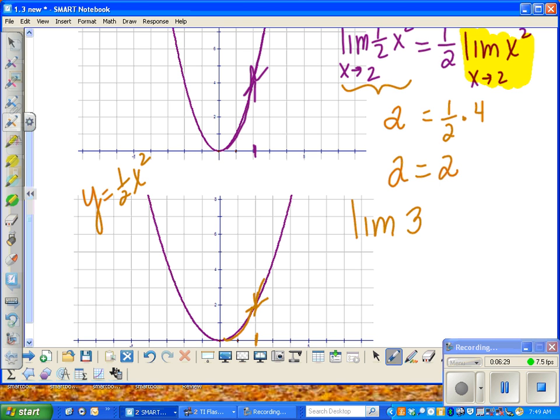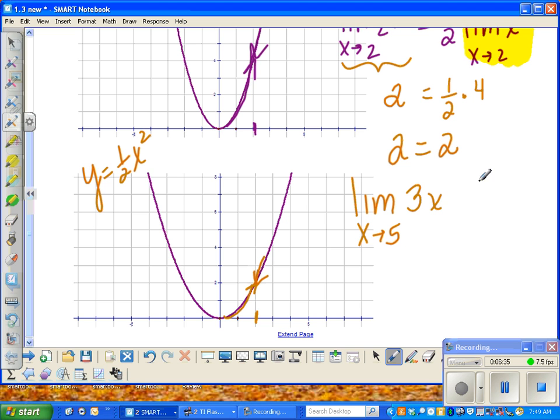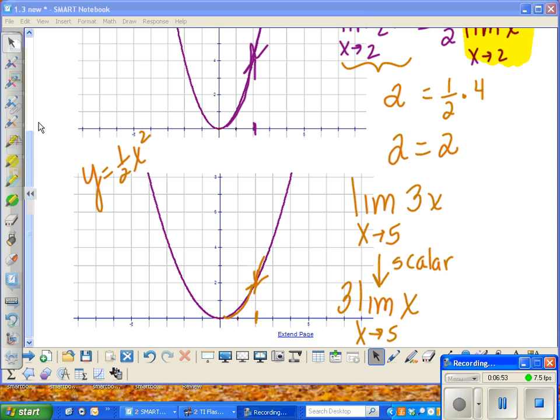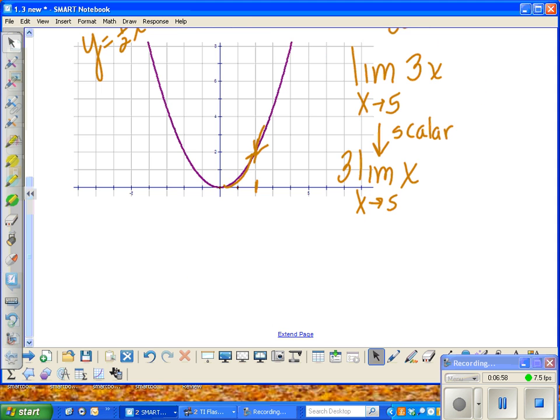So this is what I expect to see. If I see the limit of 3x as x approaches 5, you are going to have to use these theorems. You're going to pull the 3 out front, and that limit of x as x approaches 5. What did you do to go from here to here? What theorem? Scalar. You will identify this. You will justify. That's what I mean by justifying. All right. So this is a limit theorem. This is one of our basic theorems.